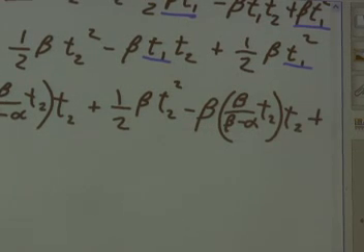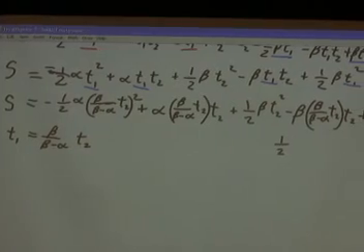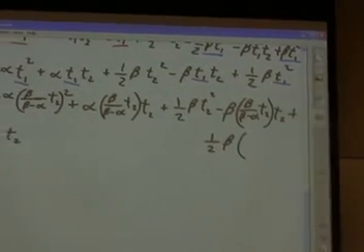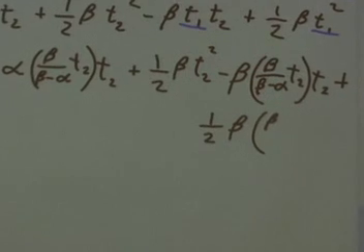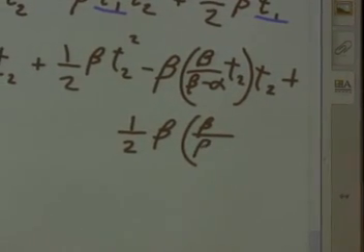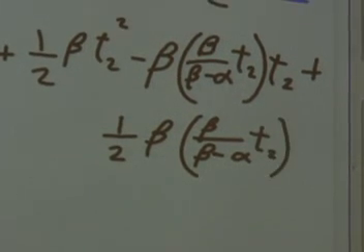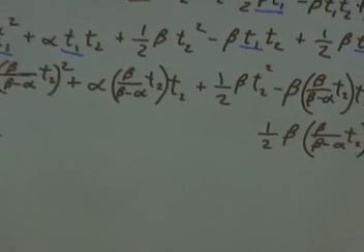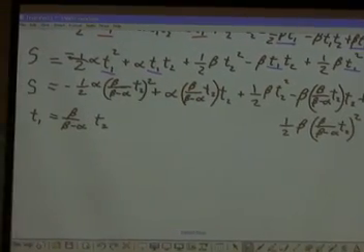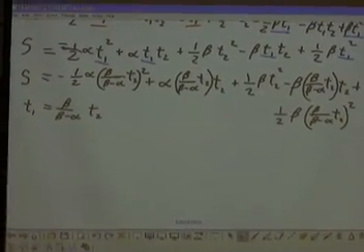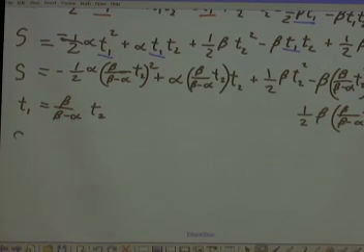And then we're going to add to that, we've got one more term. That's the 1/2 beta, and then T1 squared would be beta over beta minus alpha T2, and that quantity is squared. Okay, so now let's work all of these out, and we'll try to keep the beta minus alphas in a nice position here.